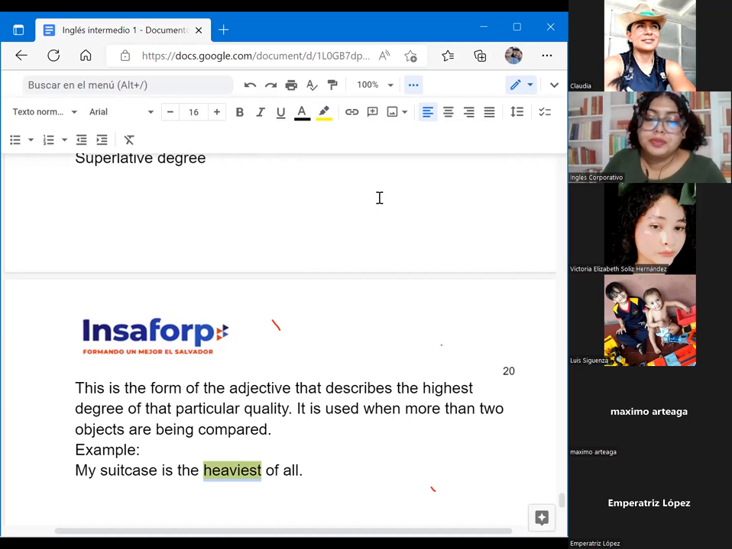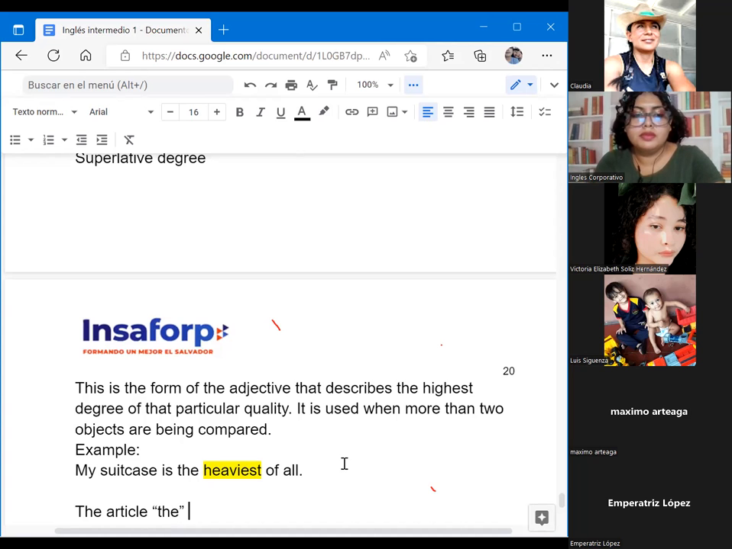In the positive, it's heavy. In the comparative, it's heavier. And in superlative, it's heaviest. And then we have a specification here about the article that we can use in these sentences. And it says that the article, the, is always added before the superlative degree. Cuando tenemos el superlative, vamos a agregar el artículo the before the superlative degree. And we have the example.